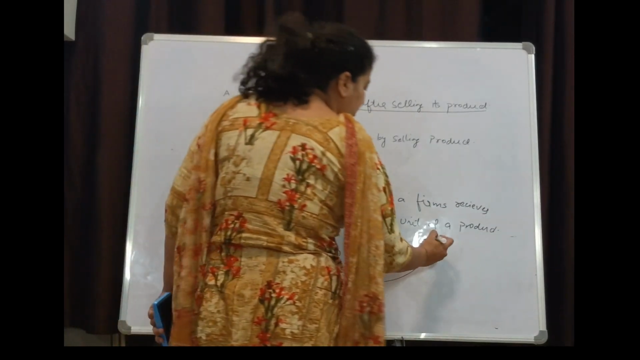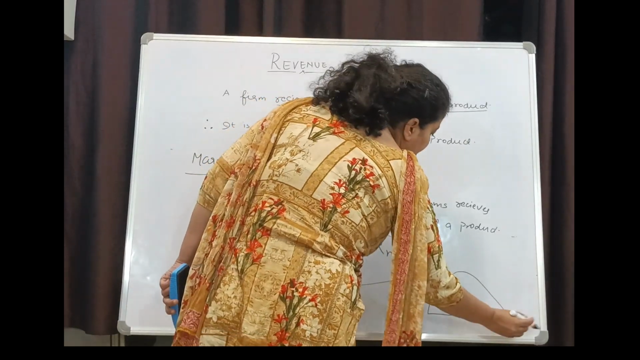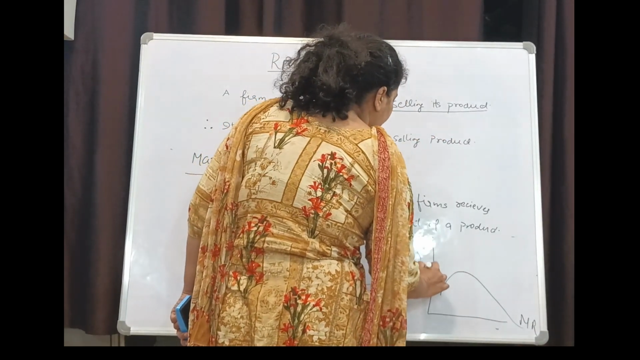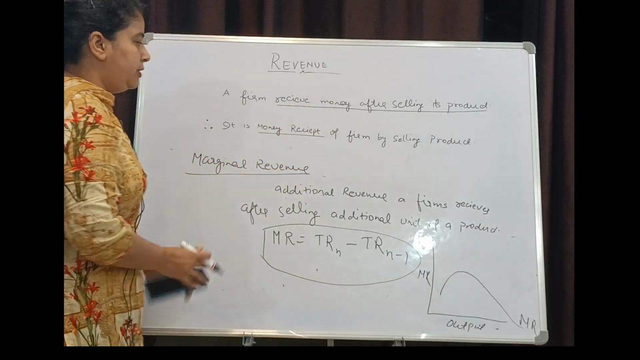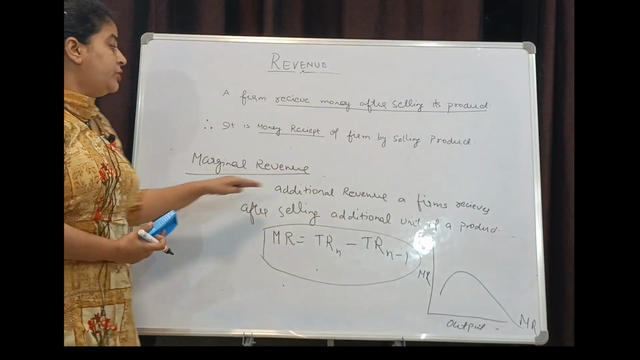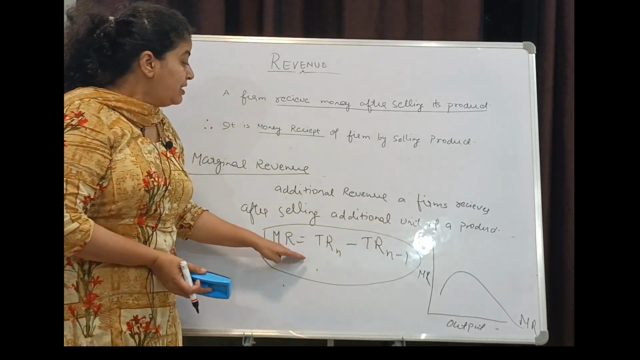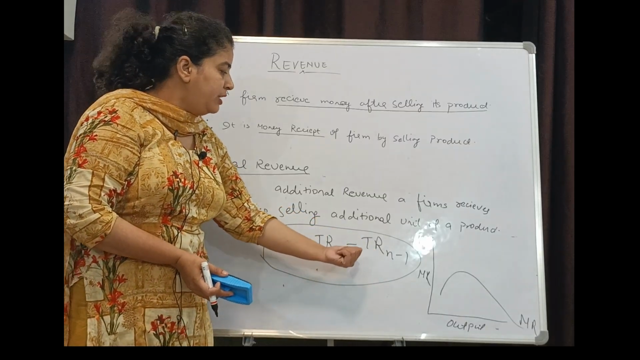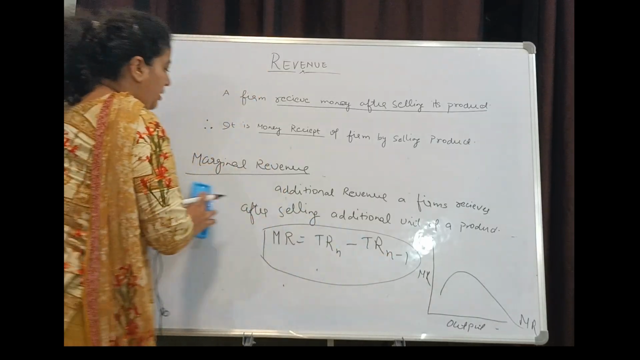And how will the curve be? It will be like this. Marginal revenue: initially it is increasing, and after reaching a point it starts decreasing. So this is marginal revenue, the additional revenue a firm receives after selling an additional unit of a product. So it is the total revenue of the nth unit minus the total revenue of the (n minus 1)th unit. This will be MR.